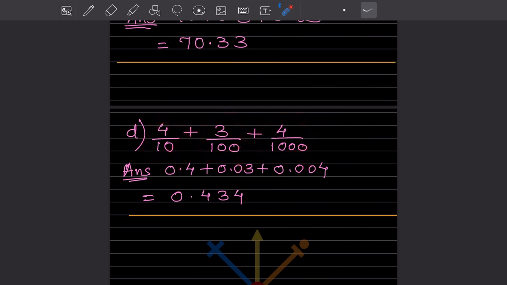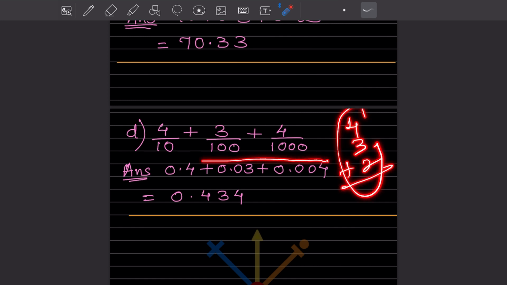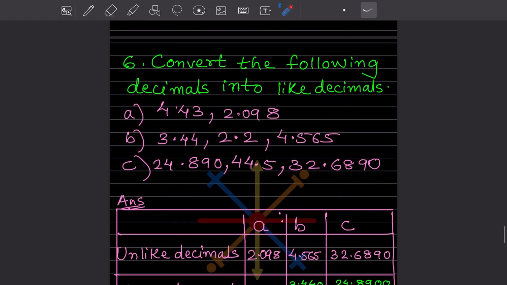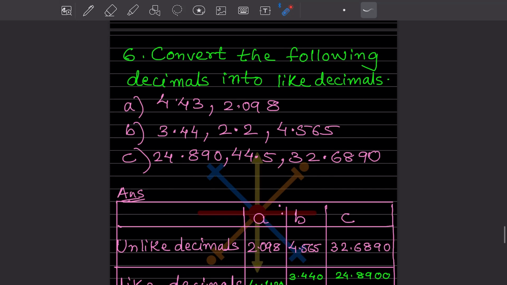Again here, you are just going to add this all. See that the decimal should be one below the other when you're adding it, so always add this way. This is called the vertical way. Don't add it in the horizontal way. So always do the vertical one and add it. Convert the following decimals into like decimals.